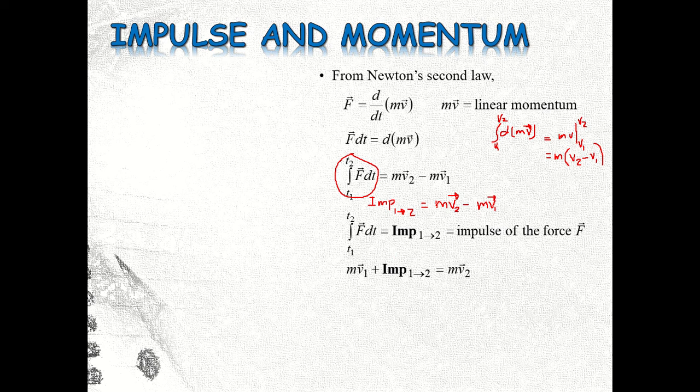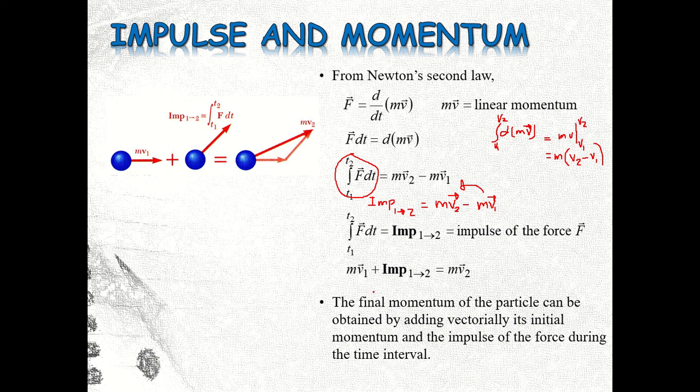Okay, so substituting and then transposing this mv1 to the other side. All right, so that's why we have it here. This is negative, this becomes positive, plus the impulse, equal to m times velocity sub 2.